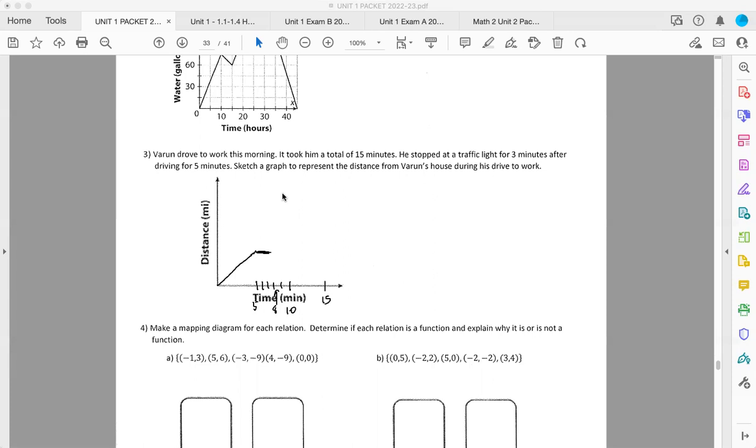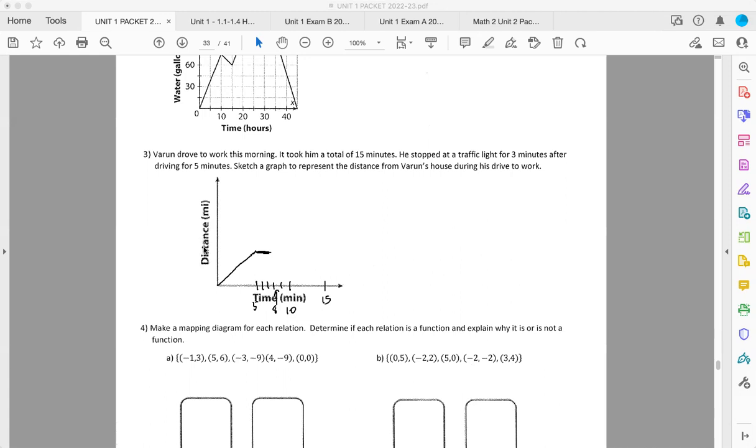It's about 15 minutes after driving 5 minutes. Sketch a graph to represent the distance from home during. Do we know any more information? We don't know any more. We don't have any more information. So this is a stop at the traffic light, and then we can do whatever we want here, right? But if we're taking the distance, you have to be careful.